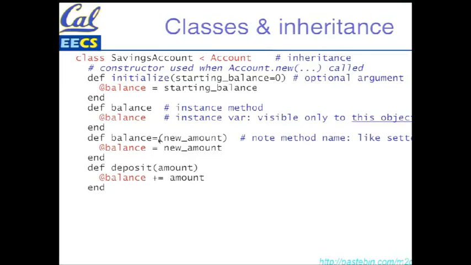What about class variables? Double @ sign is what Java would call a static variable. It means there's one value for all instances of the class. They can all access it. They can all change it. They all see the same value. And we can define class methods, which Java calls static methods, by preceding the method definition with self.